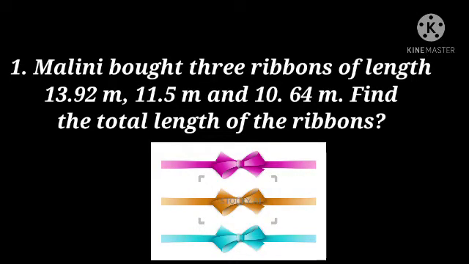First problem. Malini bought 3 ribbons of length 13.92 meter, 11.5 meter and 10.64 meter. Find the total length of the ribbons. Children, here total is a keyword of addition. So, we need to add all the 3 lengths of ribbons.